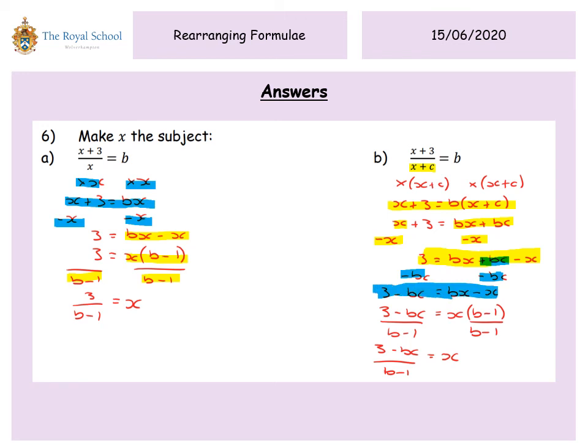Now you can see here that on our right hand side we've got bx minus x, so we can factorise that. They've both got an x in them, so it's x brackets b minus 1. And then we can see that if x has been times by b minus 1, to get it on its own we divide by b minus 1. That gets us to our final answer here, but a huge amount of steps going on with that, and well done if you managed to get that one yourself.